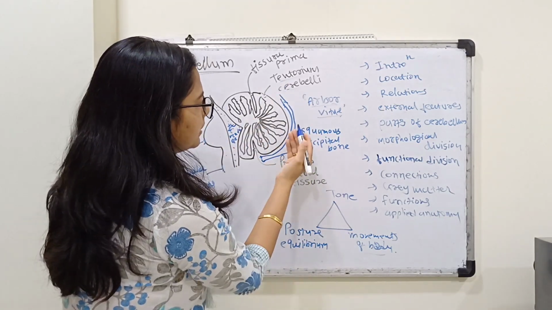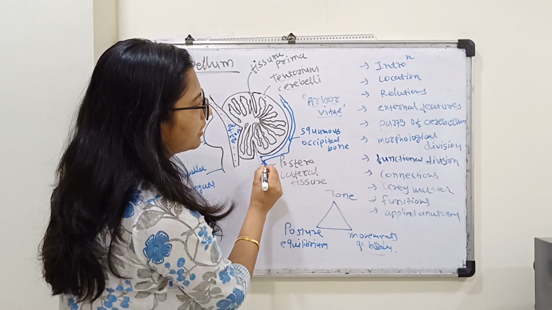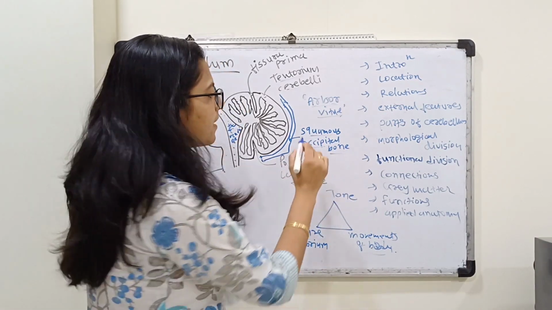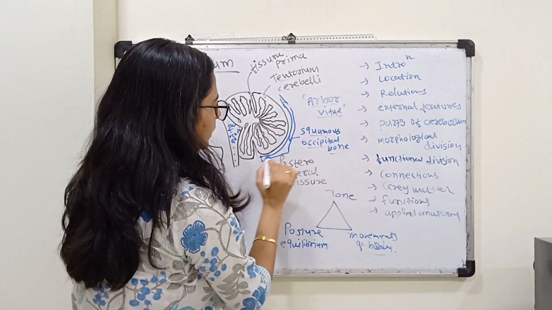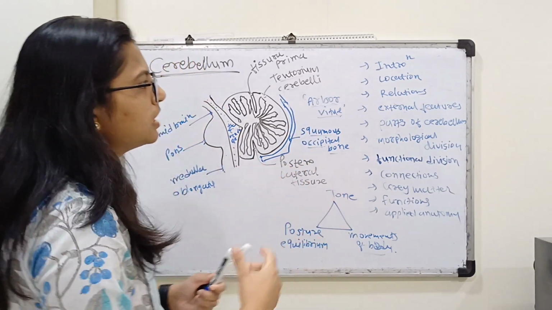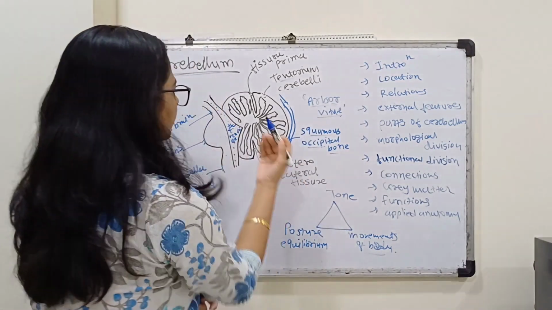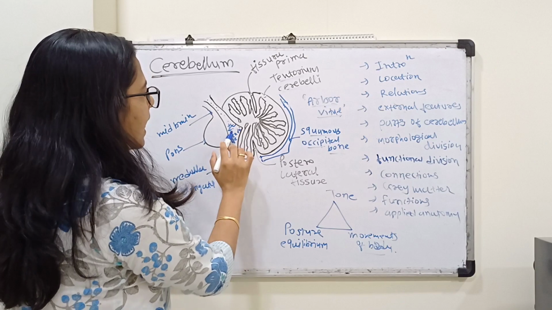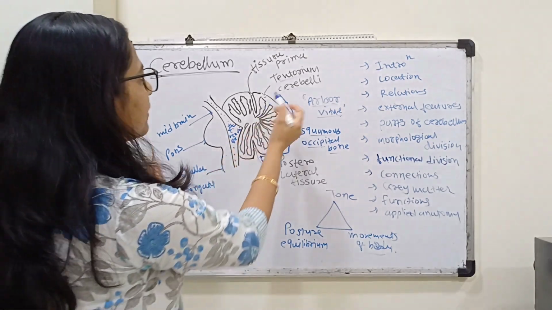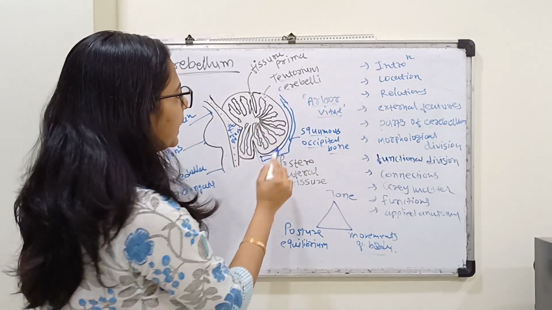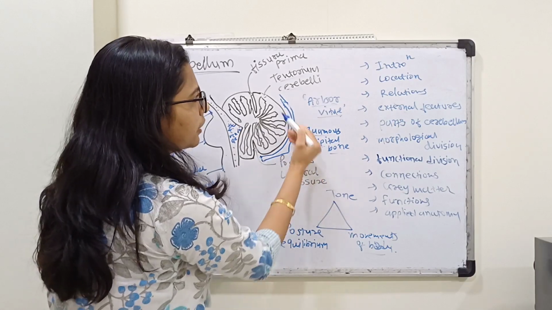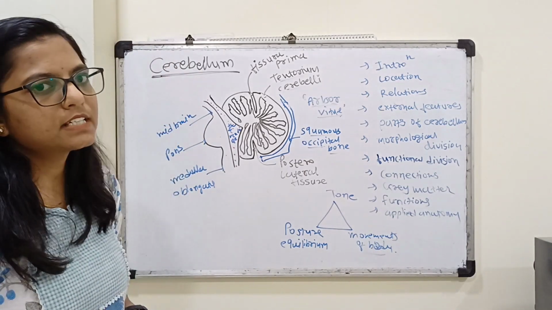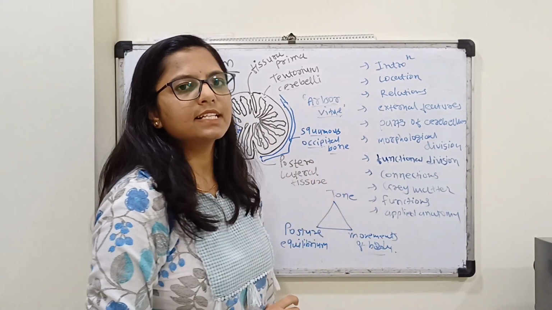Posteroinferiorly, that means posteriorly and inferiorly, we can see the squamous occipital bone. So again, the relations of the cerebellum: anteriorly we can see the pons, medulla oblongata and fourth ventricle; superiorly the tentorium cerebelli; and posteroinferiorly the squamous occipital bone. So this is about the relations of the cerebellum.